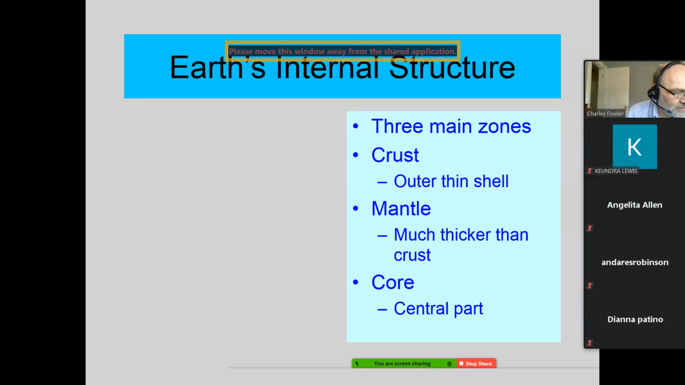So let's talk about Earth's internal structure. This begins pretty much on page 461, or if you have the little books, 18-4, the fourth page in chapter 18. Oh, time out again.